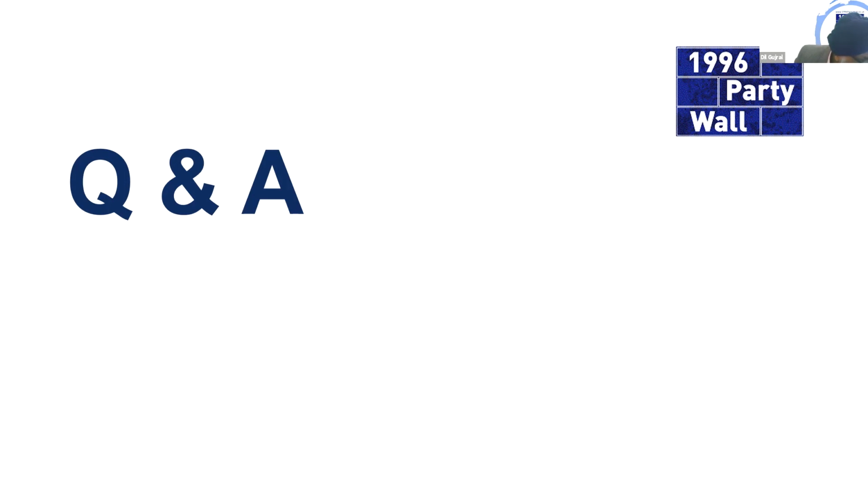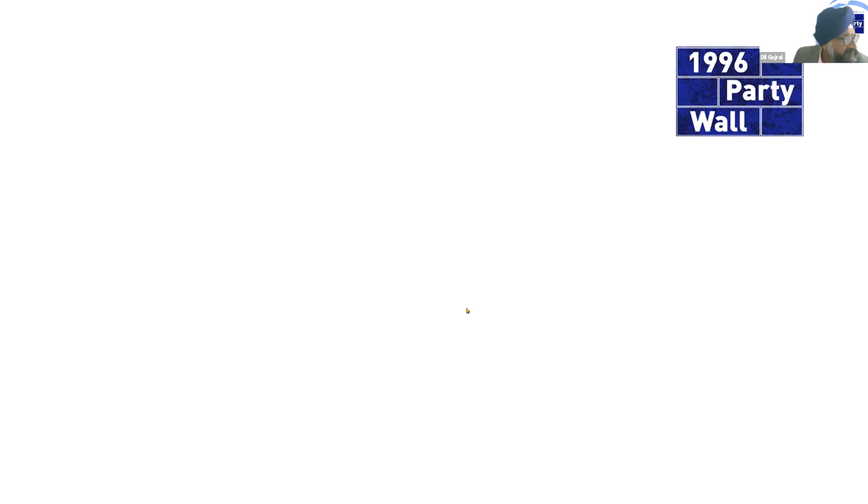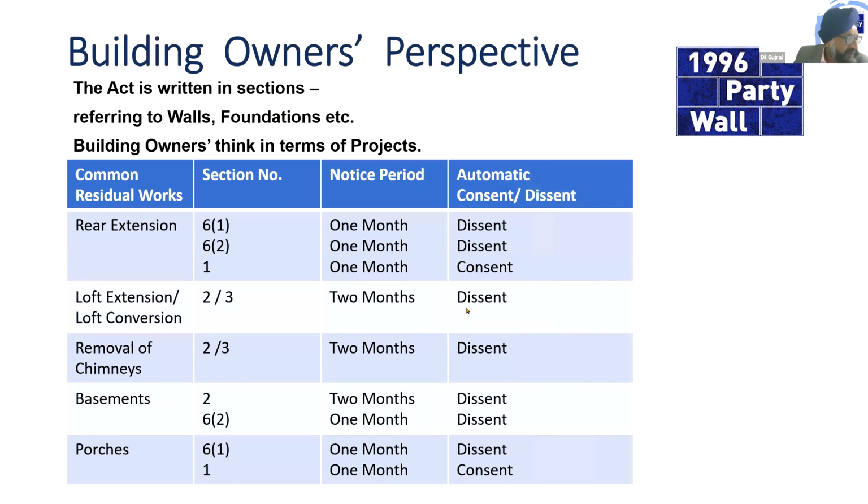So, another question. How long is the notice period? I'm going to take you back to this slide in terms of the notice period. So hopefully that's answered that question. Notice period depends on the section number. So section 6 is 1 month, section 1 is 1 month, and section 2 is 2 and 3, and that's where those sections apply.